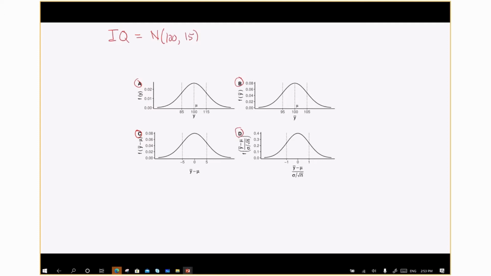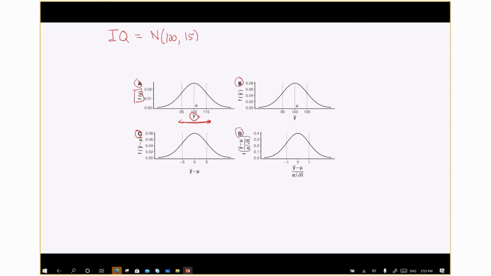So, if that's the case, what I have on the x-axis that I've identified as Y is the IQ of each individual. What we have on the y-axis is the probability density function associated with each one of these possible IQ values. Remember what a probability density function is.